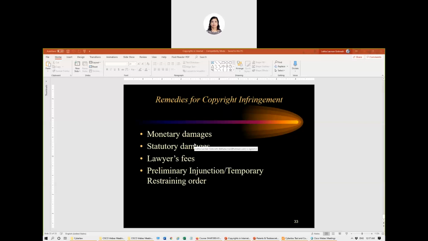The first is called monetary damages. That means in terms of money. You can get damages in a certain amount that you claim from the losses that you have suffered, in the form of money. The other is called statutory damages, meaning the act will say if you have committed this infringement, then the statute will allow you to claim damages for X amount. And that's called statutory damages.